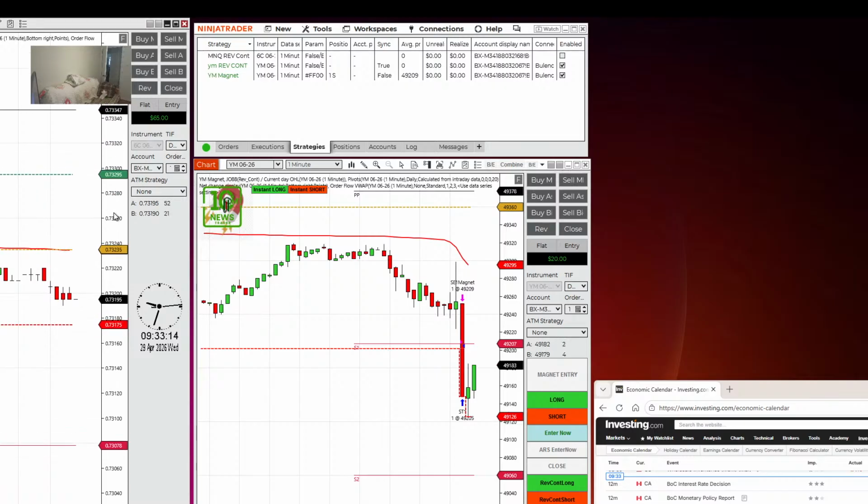It's very simple. We had a magnet trade on the YM. It filled us and hit the magnet. It was a very small little magnet. It also reversed super fast. So that was the reason it didn't give very much profit.